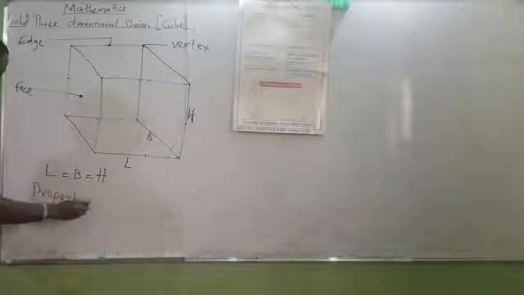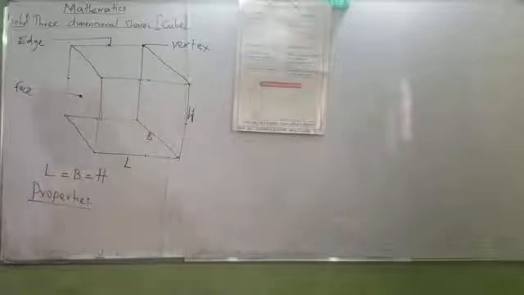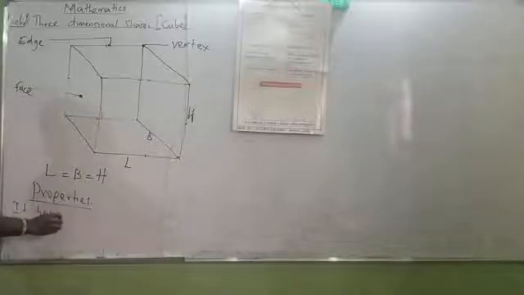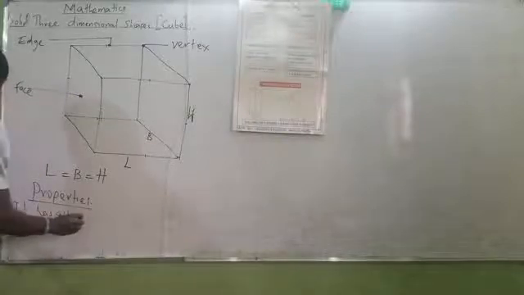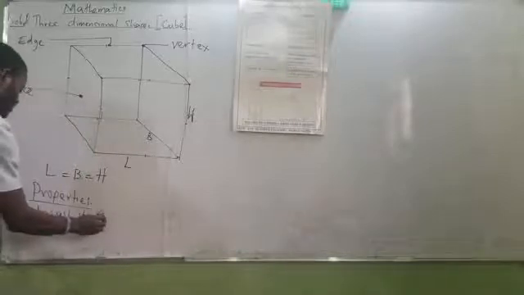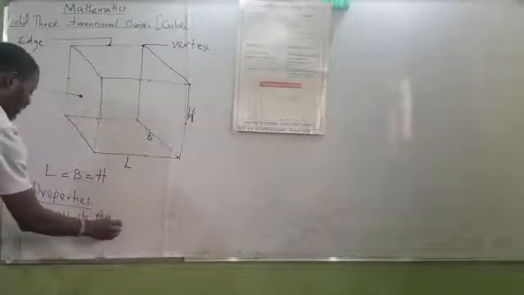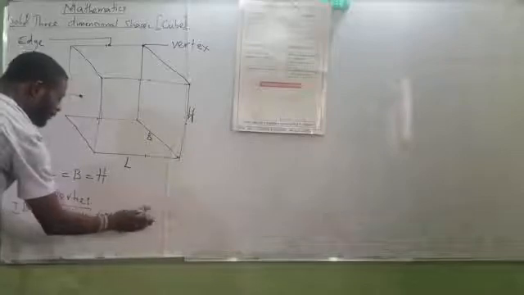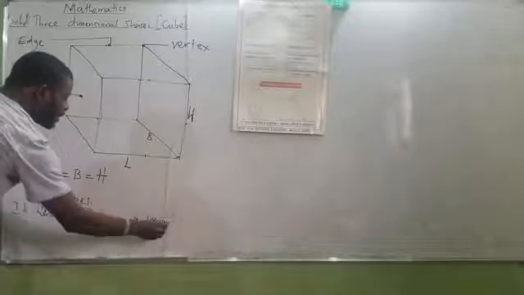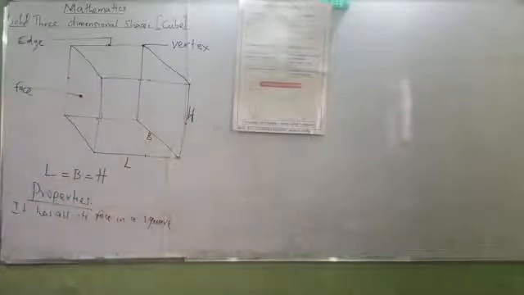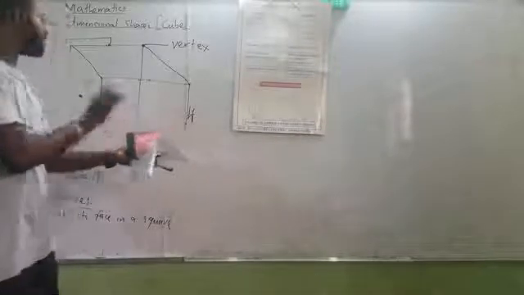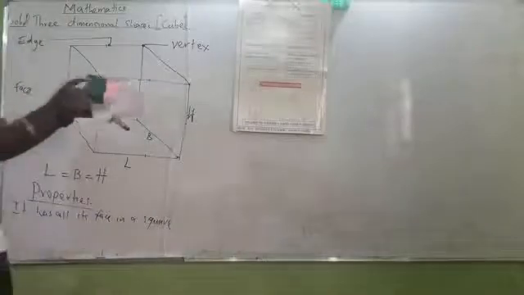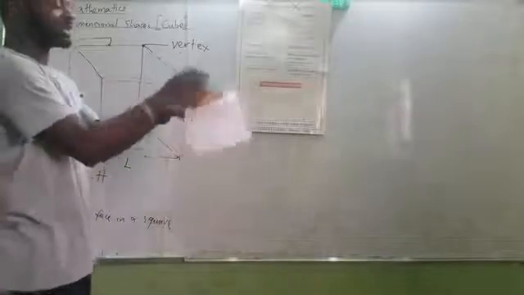Properties. Now, property number one: it has all its faces in a square. Can you see that this is a face, this is a face, this is a face, this is a face, and this is a face?